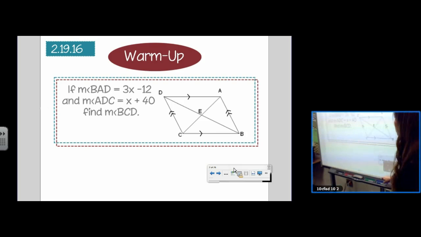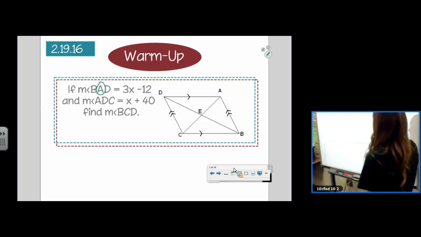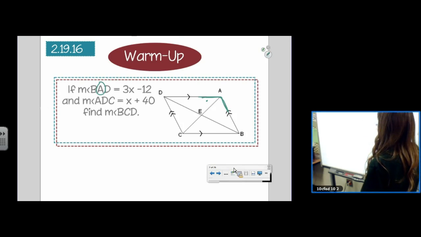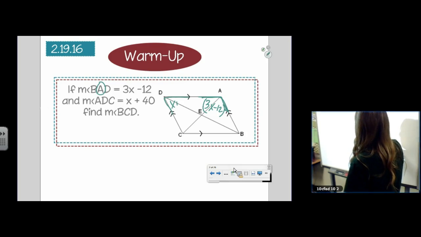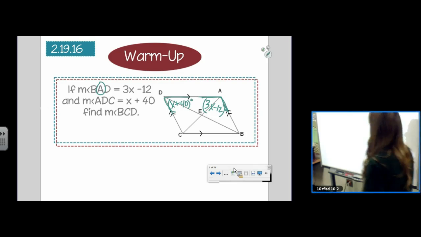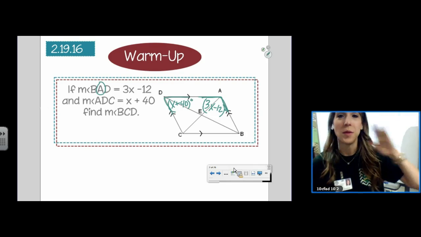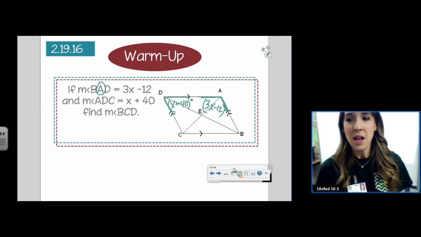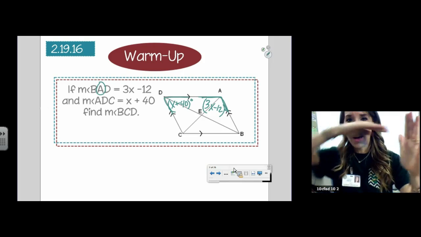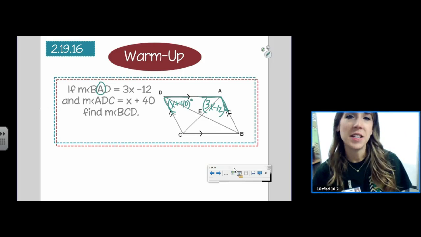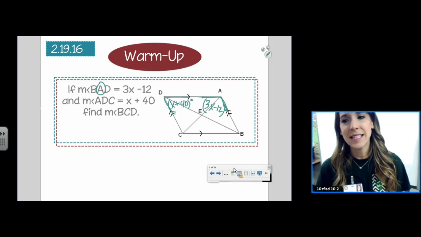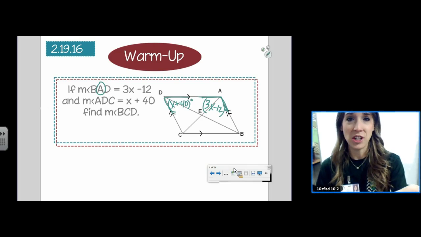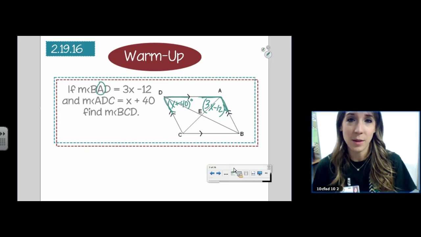So we have angle BAD, which is kind of a fancy way for just saying in this shape, just angle A, 3x minus 12 degrees. ADC, x plus 40 degrees. And honestly, guys, you could have solved this problem before I taught you a single thing about parallelograms, because you could have said parallel lines cut by a transversal, same side interior angles, same side supplementary. So the biggest mistake students make is they see 2 expressions and they just set them equal because they think that's what you do every time.